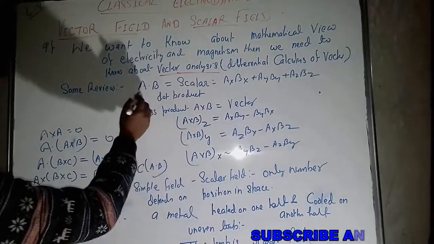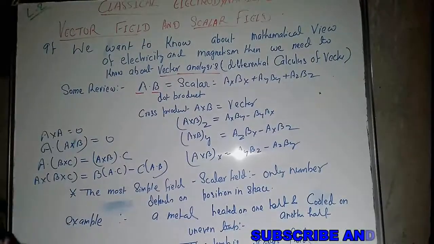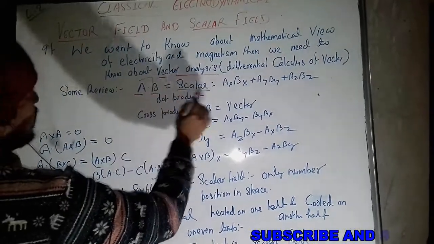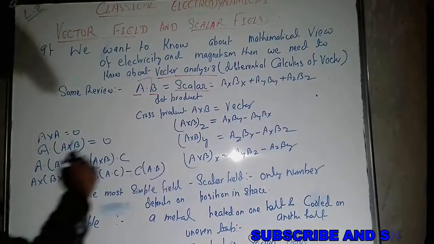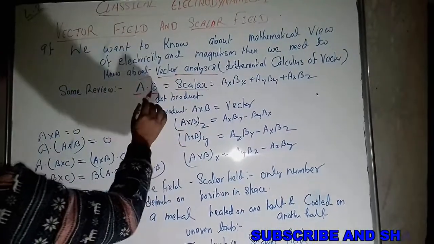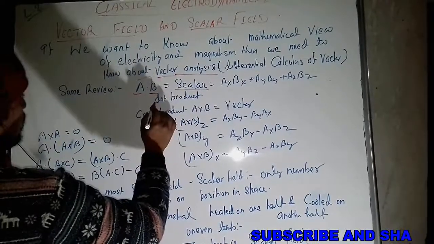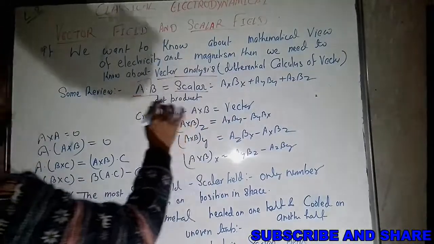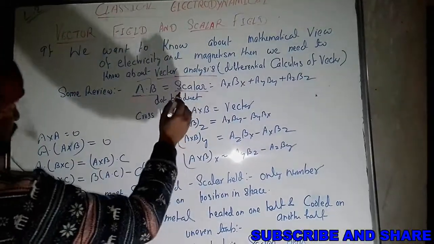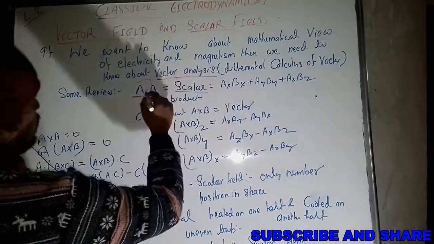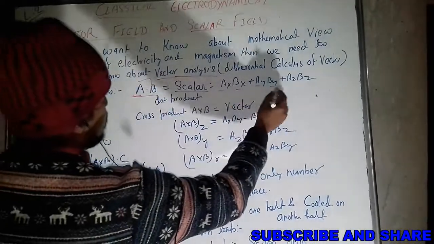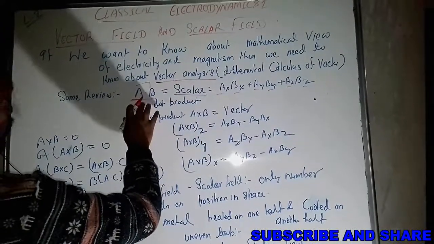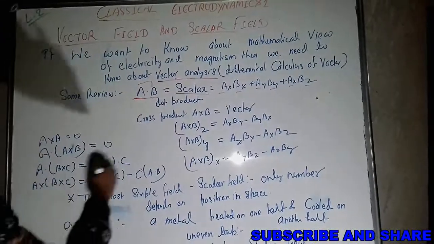Here is vector A and vector B, and the dot product of any two vectors always gives a scalar as output. It means A and B are two vectors, and if there is a dot product between these two vectors, then there is a scalar output. So A dot B is equal to AX BX plus AY BY plus AZ BZ. It means simply the dot product of components of A and B.